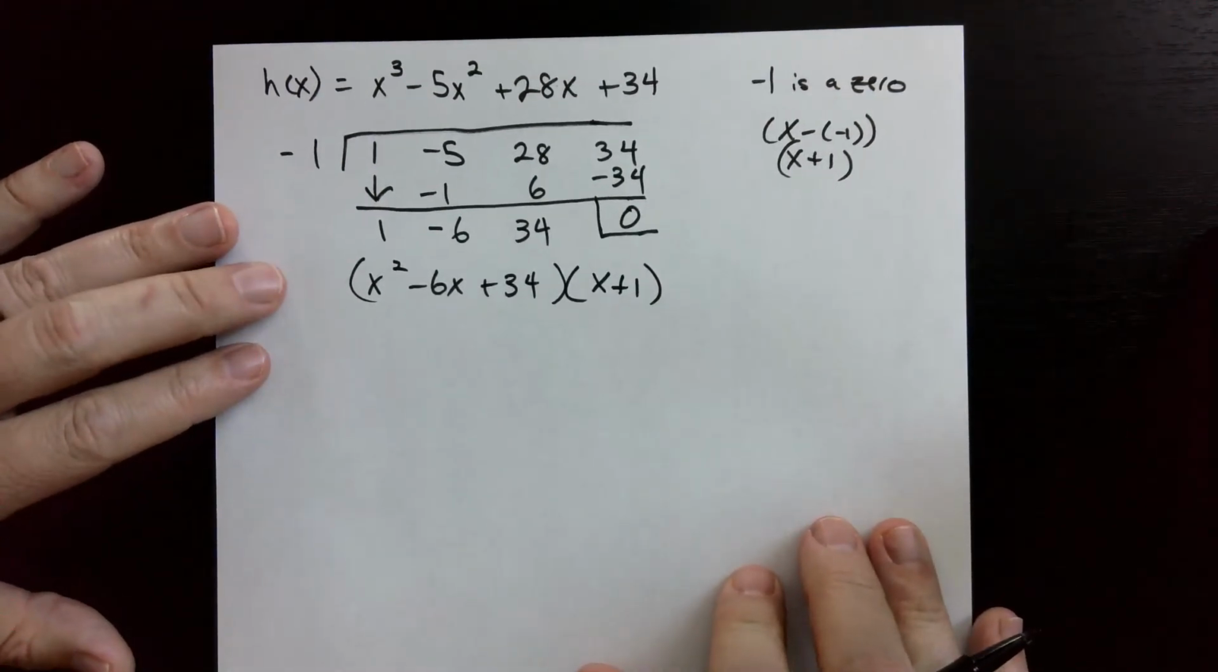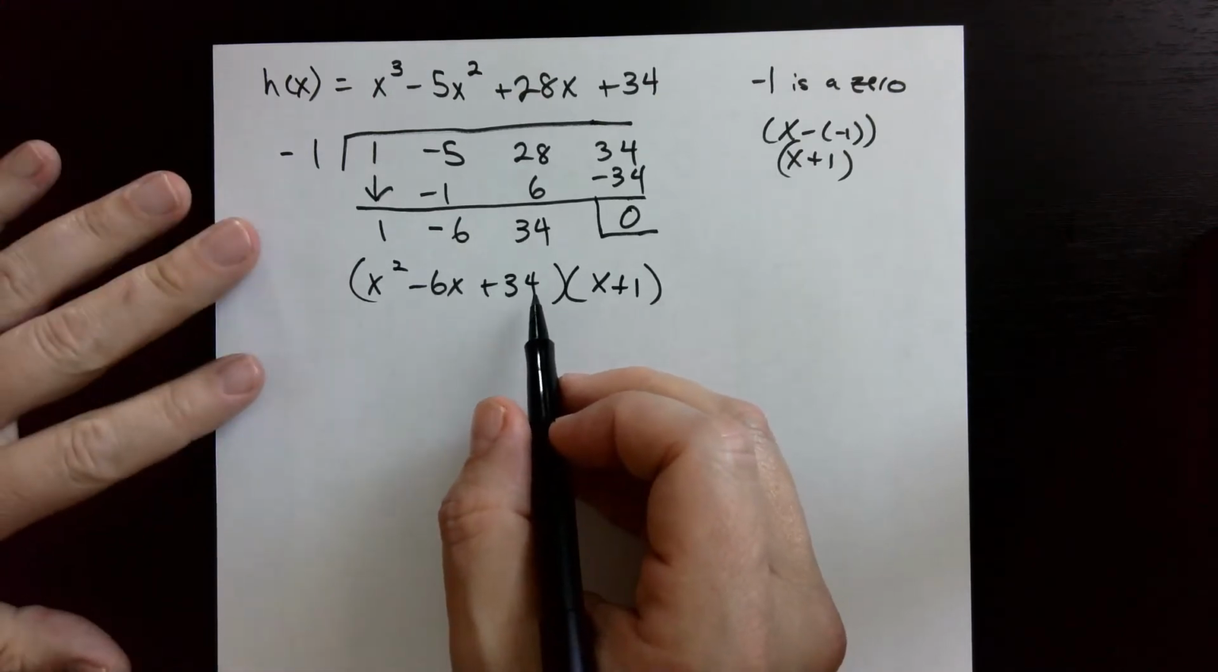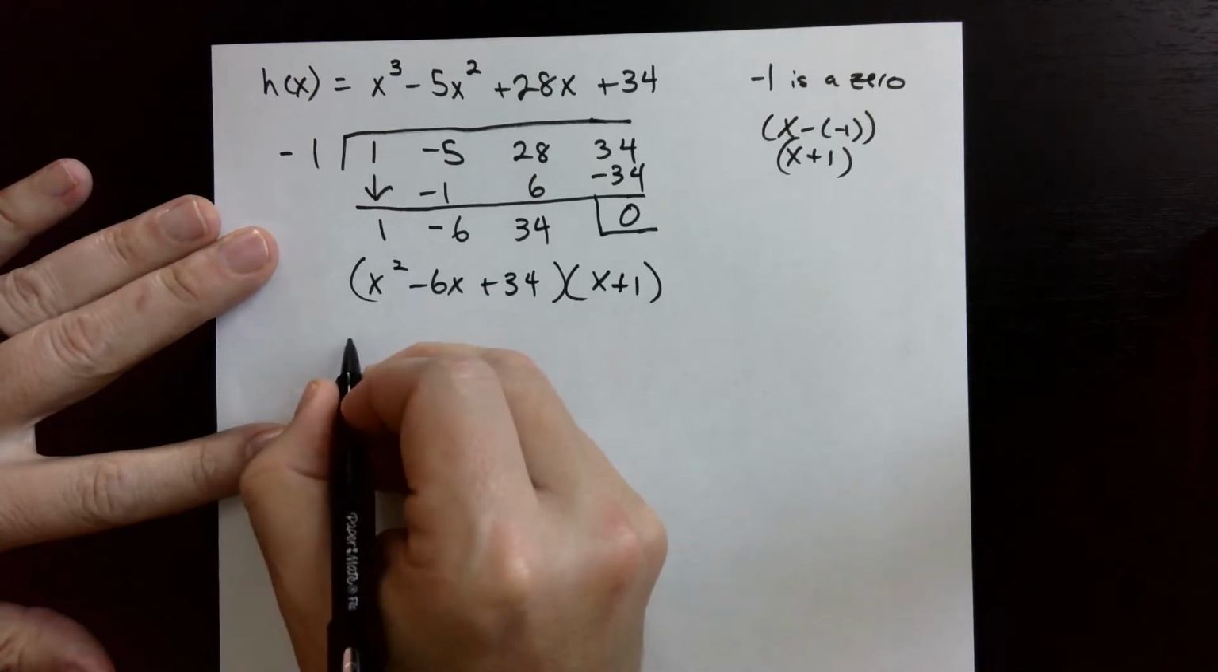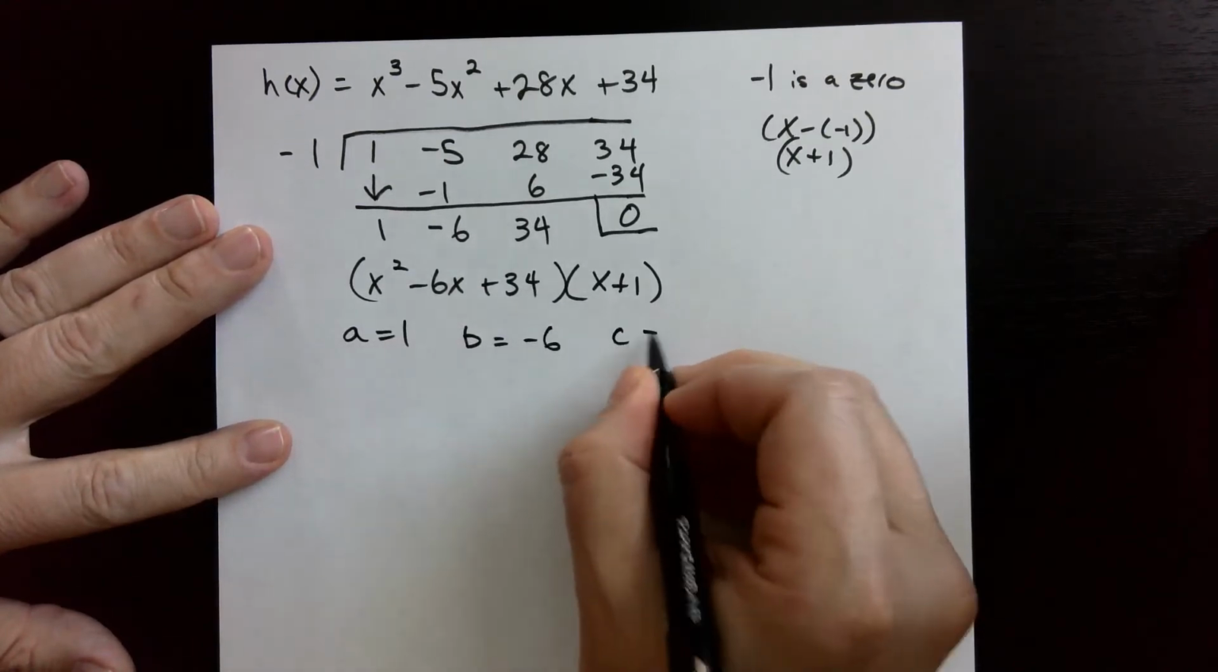Okay, this one looks like it's unfactorable, pretty close. It's actually real close to the last one that we did. So this is unfactorable. So let's go ahead and use the quadratic formula. A is equal to 1. B is equal to negative 6, and C is equal to 34.